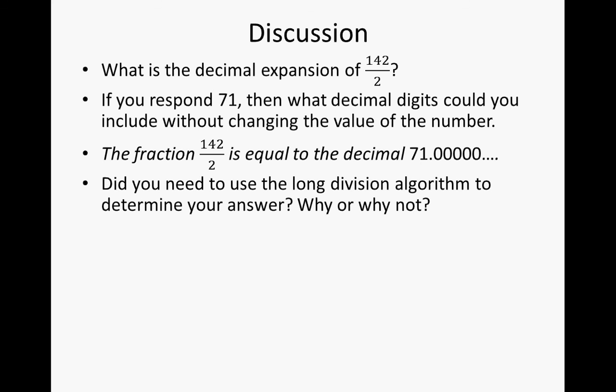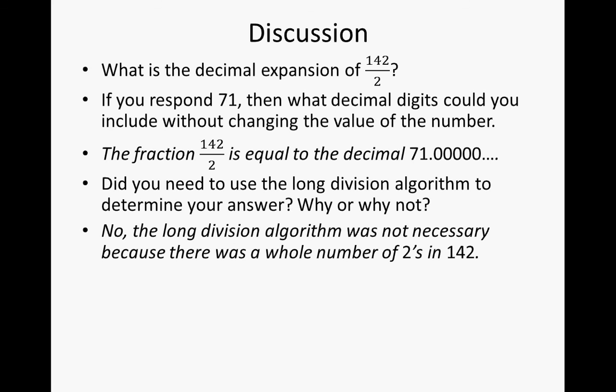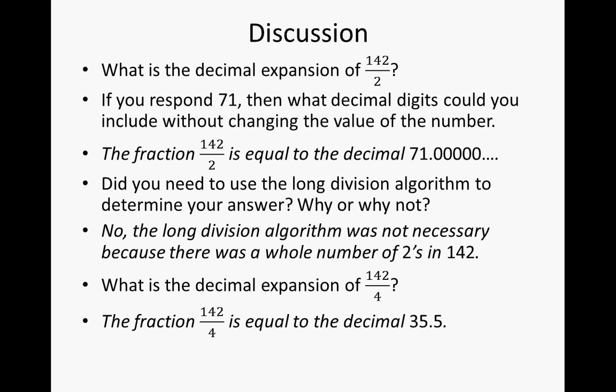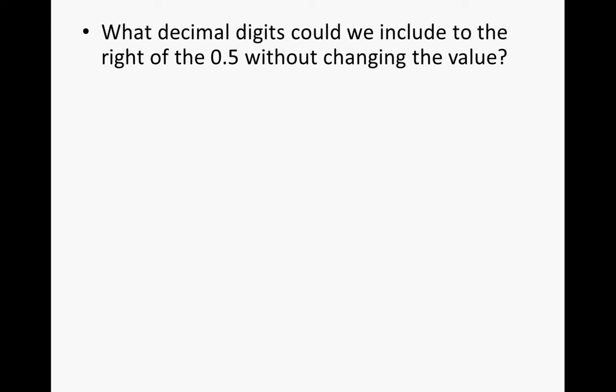Did you need to use the long division algorithm to determine your answer? Why or why not? No, the long division algorithm was not necessary because there was a whole number of 2's in 142. So what is the decimal expansion of 142 over 4? Well, the fraction 142 over 4 is equal to the decimal 35 and 5/10. So what decimal digits could we include to the right of the 5/10 without changing the value?